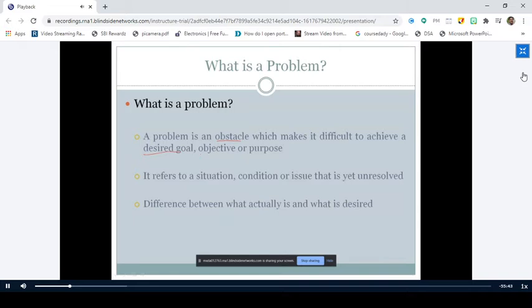But another definition of a problem is that a problem is an obstacle, right? It is an obstacle which makes it difficult to achieve a desired goal, objective, or purpose. So we have a desired goal, and we have some objectives, and we have a purpose for doing a particular task. But sometimes we will come across some obstacles while achieving those goals, objectives, or purpose. We'll call it a problem. How we can deal with these problems is nothing but the problem solving mechanism.